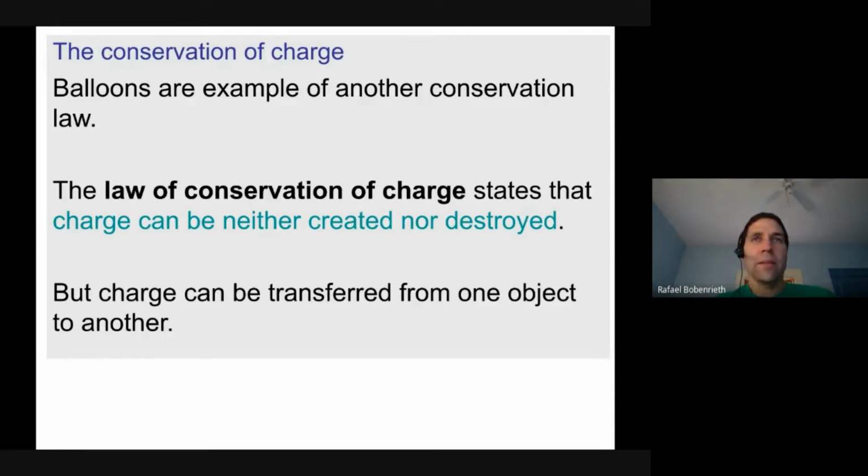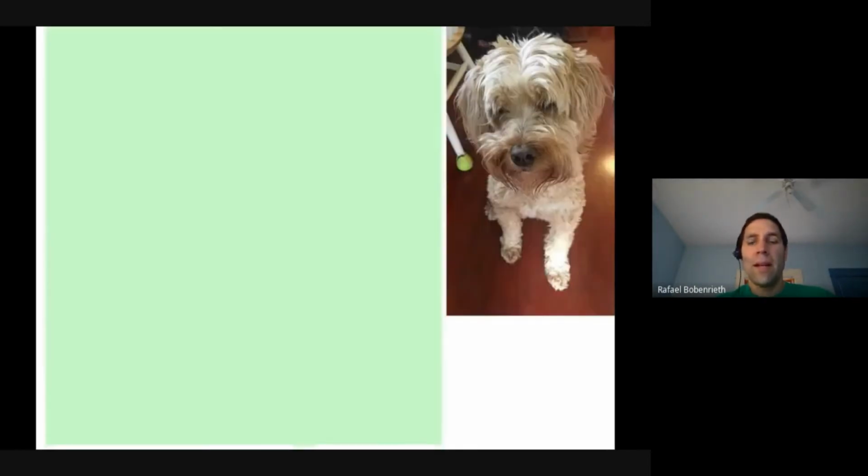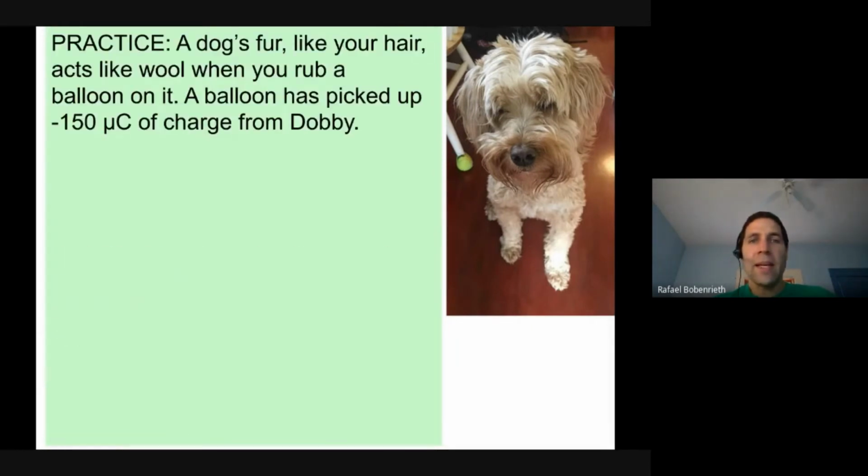All right, let's apply it to a quick sample problem. So here we go. There you see, there's my dog, Dobby. And let's say a dog's fur, like your hair, acts like wool when you rub a balloon on it. A balloon has picked up negative 150 microcoulombs of charge from Dobby. Okay, so I rubbed a balloon against Dobby, and some electrons were transferred onto the balloon from Dobby's fur.